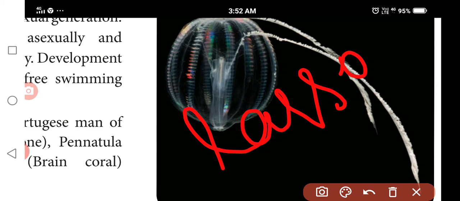Sexes are not separate; they are monoecious. Fertilization is external and development is indirect. The larval stage is the cydippid larva.